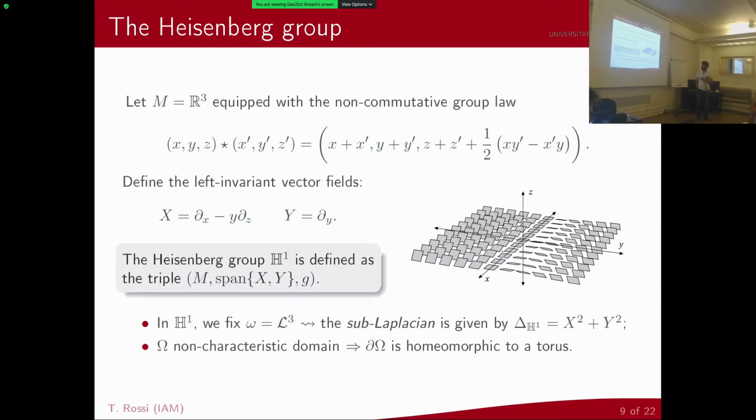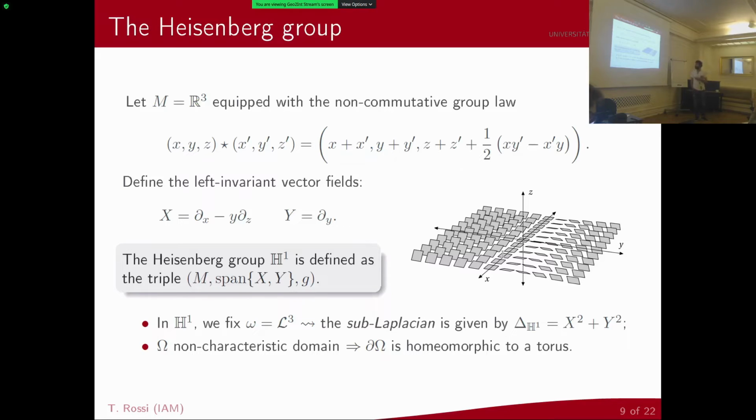On the right hand side you can see a picture of the distribution at the plane z equals 0, and as you can see, as we follow the y-axis, the distribution tilts a bit, and this is what gives the bracket generating condition. So in this setting, since we have a group structure, a Lie group structure, we can define a canonical measure, which is the Lebesgue measure. And then the sub-Laplacian in this case is given by the usual sum of squares of operators, and it is, of course, hypoelliptic.